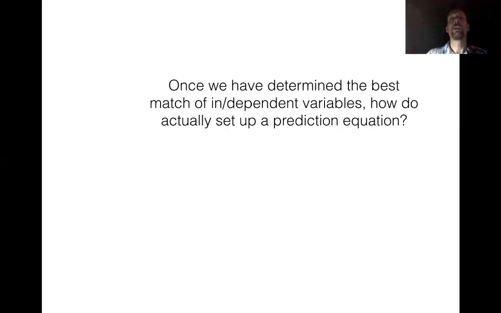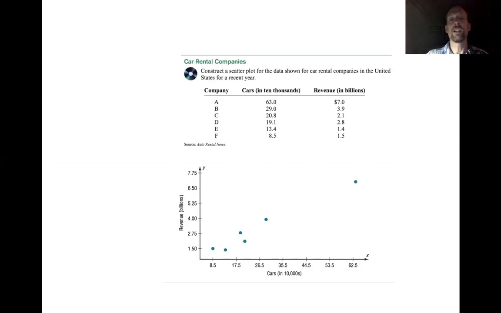So now that we have a really good idea of how to figure out what's the best independent and dependent variable combination to do our prediction using a correlation coefficient, how do you actually set up a prediction equation? To get there, let's go back to our data on the rental car company, and we're going to take a look at the scatter plot.